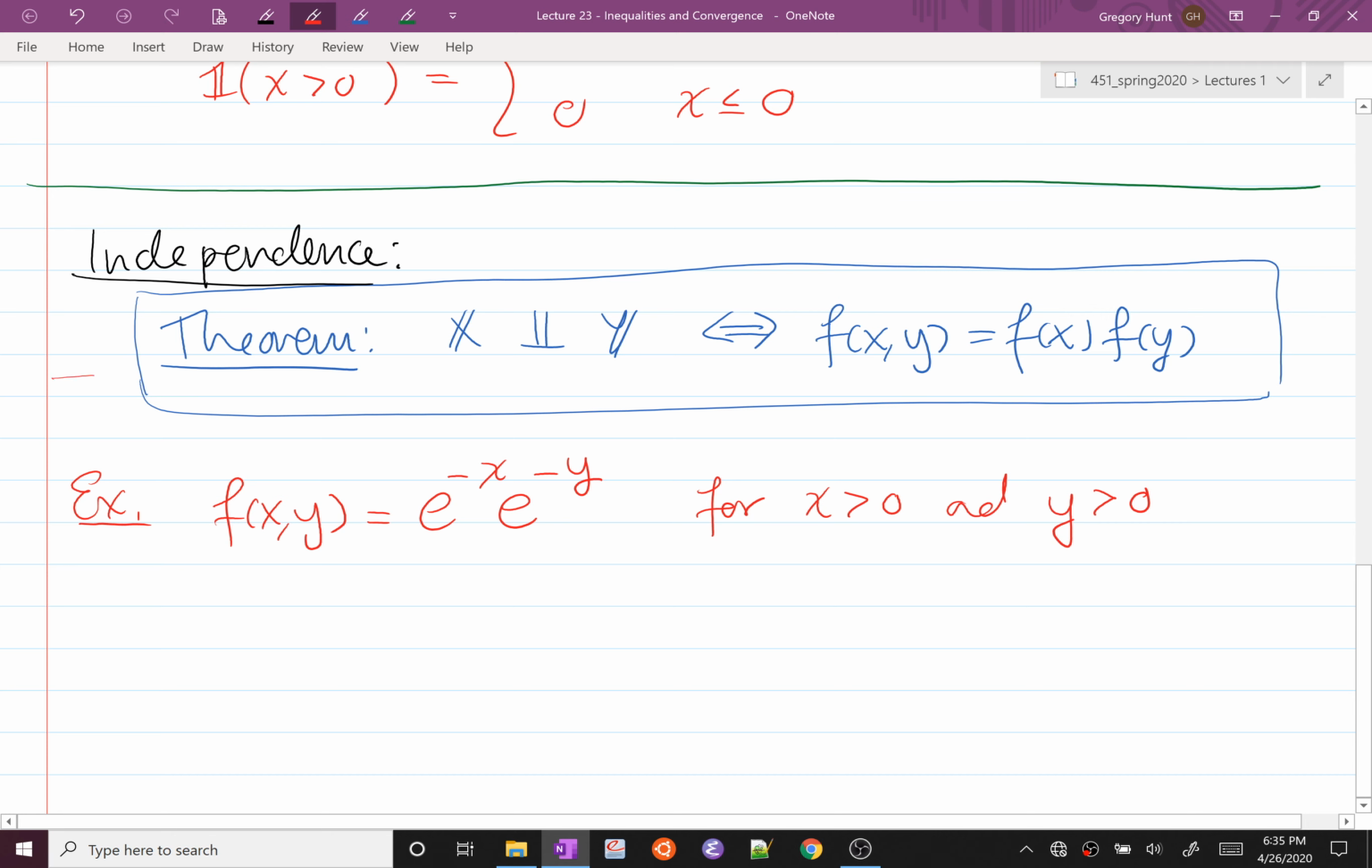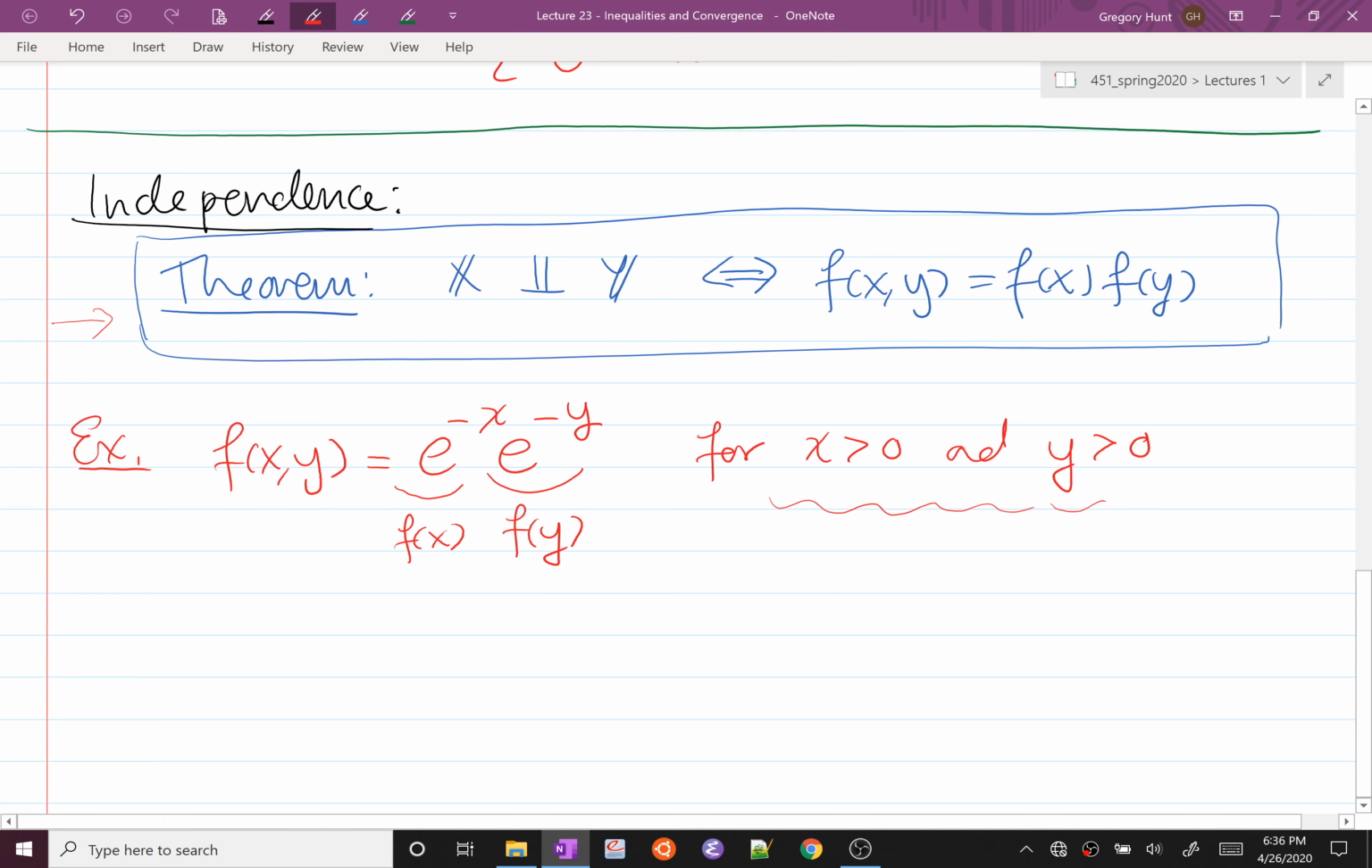I have to apply my theorem, I have to factor this. And so it's really tempting to factor as e to the negative x as f(x) and e to the negative y as f(y), but this doesn't fully account for the support. How do we know that you can do this factoring correctly? How does the support play there?